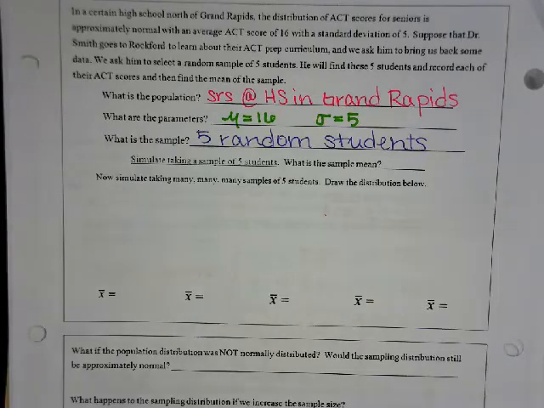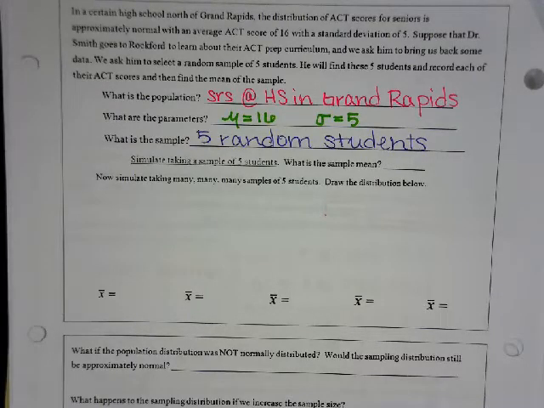All right. So over here, you can see that here's our population distribution, which in the paragraph I said follows an approximately normal distribution. This is approximately normal. It has a mean of 16 and a standard deviation of 5.